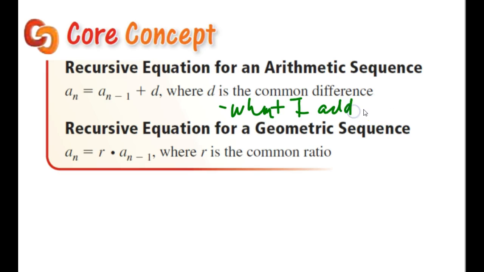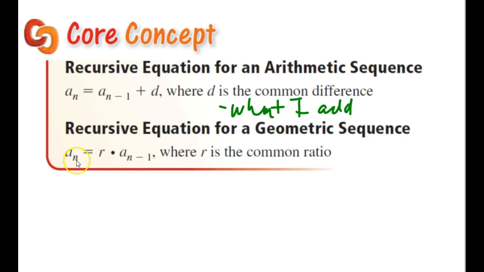And remember, I could subtract too. But that's what d is. It's what I add or subtract each time. So this really tells me that I take the previous term and I add this thing to it to get the new term. And then I take that term and I add to it and get the new term. So that's my arithmetic.